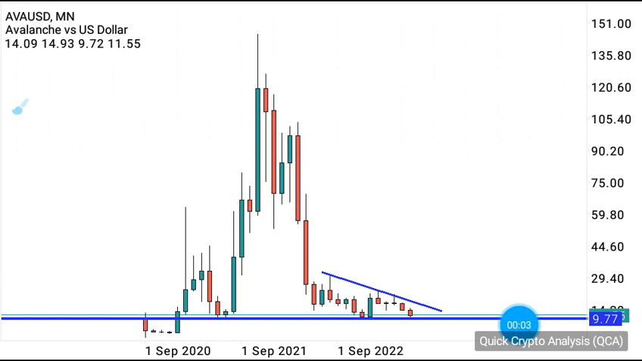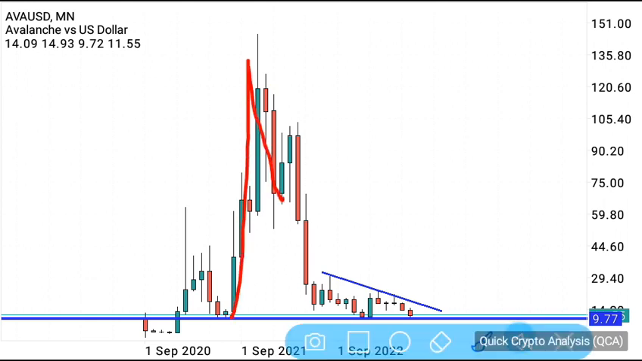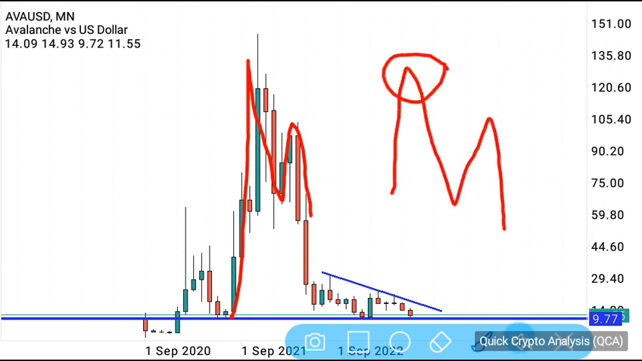This video is based on the technical analysis of the Avalanche cryptocurrency, and at this point in time we are on the monthly chart. And in regards to the monthly chart, we can see that we had this overextended M structure, right? It's an overextended M structure because the first leg is much higher than the second leg, and this particular structure had a neckline at that point.